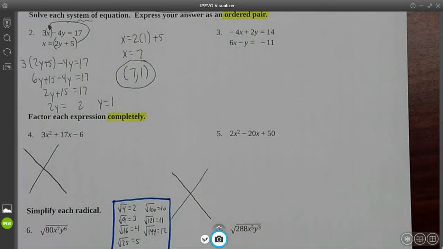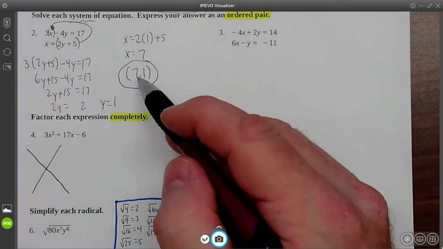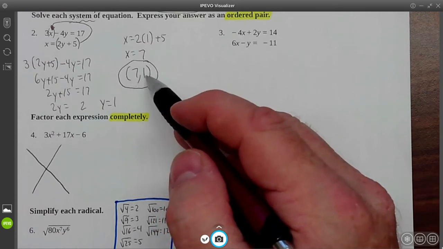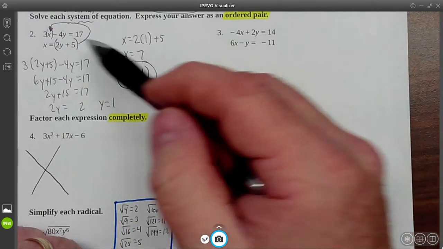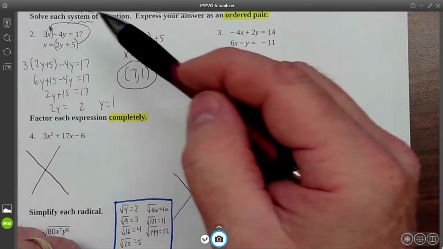It always helps to check your answers before you move on to the next question. So let's check your answer here. If we put 7 in for x and 1 in for y, does it work for both equations? It should be an answer that works for both. So let's see. 3 times 7 is 21.